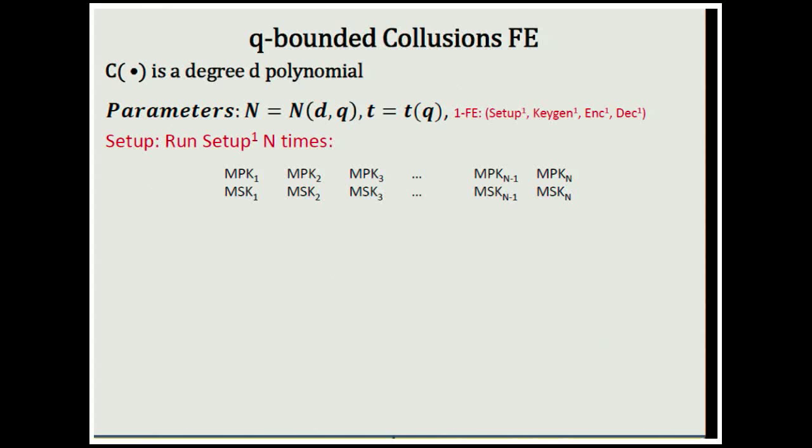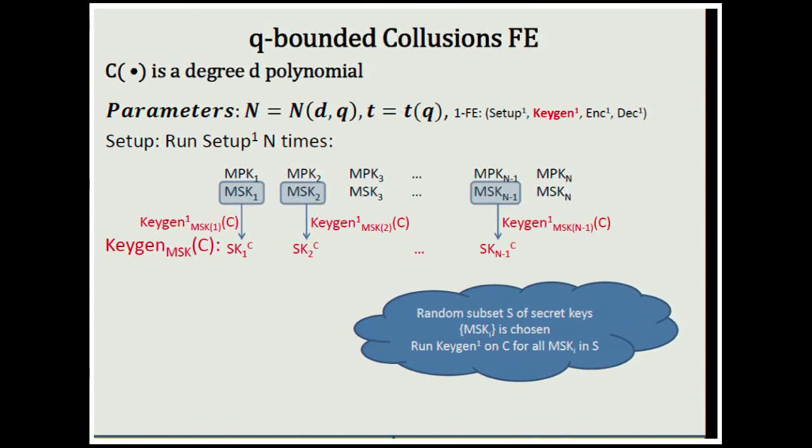Okay, so let me actually go into the construction. Let's say I have a one query function encryption consisting of four algorithms. Our setup algorithm is going to do the following. It's going to repeat setup for one query function encryption n number of times. And what is n? Well, n is simply a parameter that I'm going to leave unspecified for the rest of my talk. It's going to depend on both D and Q, where D is the degree of the polynomial, and Q is the number of collusions that you would like to achieve the construction for.